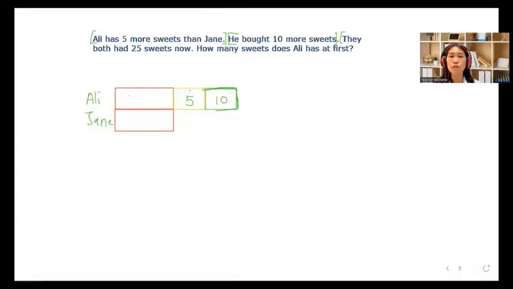So I'm going to put this to say that this whole block is 25 sweets. So this is my 25 sweets. And from here, you can tell that I'm representing everything in my visual diagram. Once you have done it, what you need to find is Ali, so let me put a question mark here. Right now, I don't need to refer to my problem anymore.